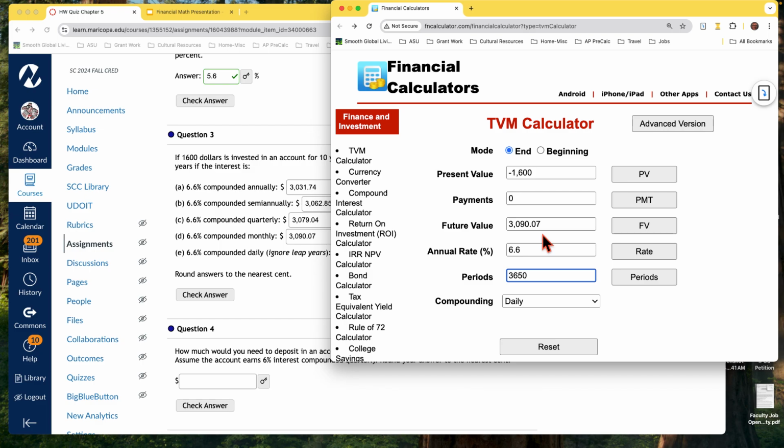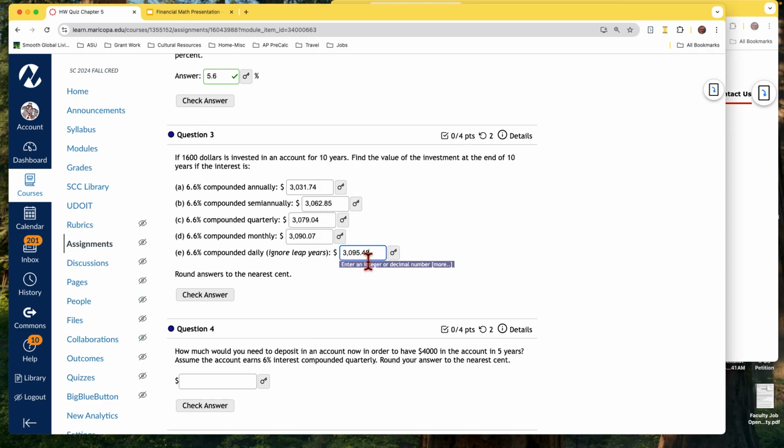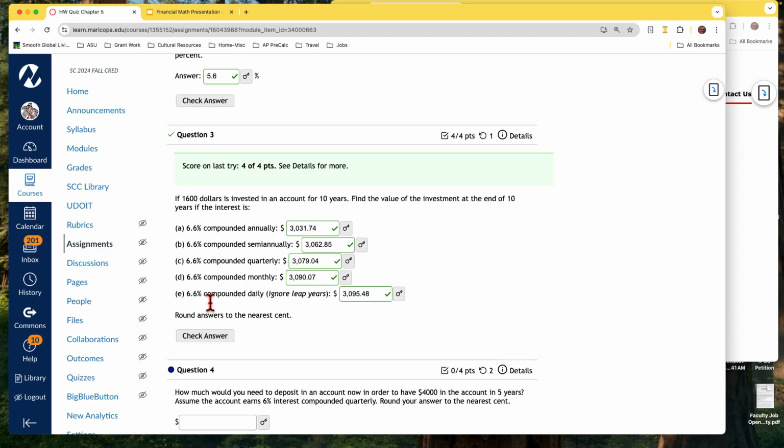And notice 3,090. It'll go up a little, but not that much more. Another $5. Okay, check our answer. It's all good. Again, just getting you that idea that compounding is valuable.